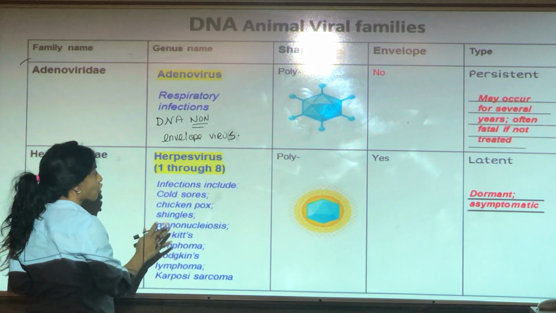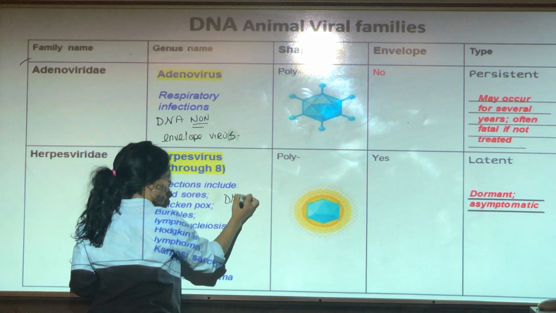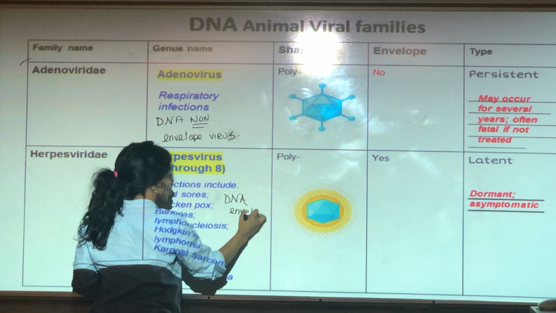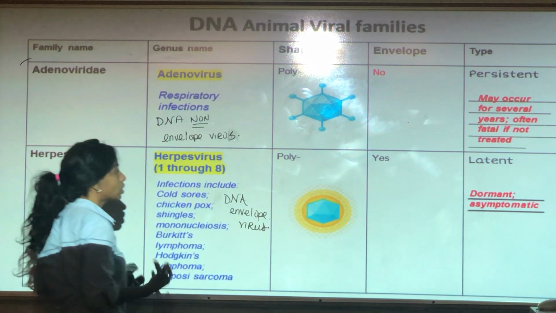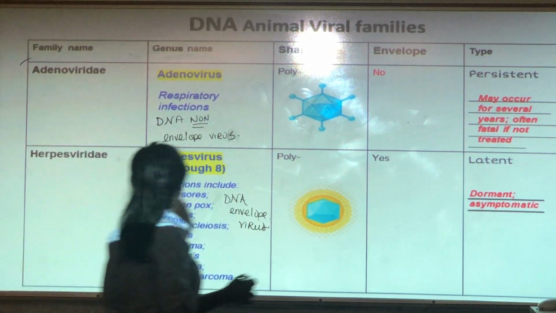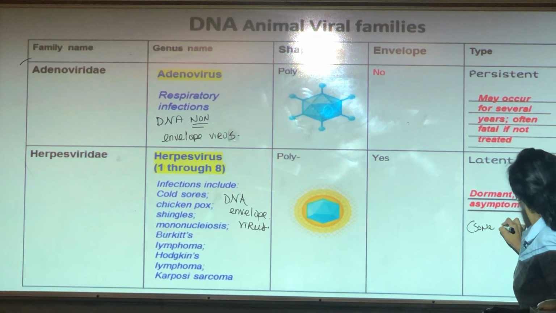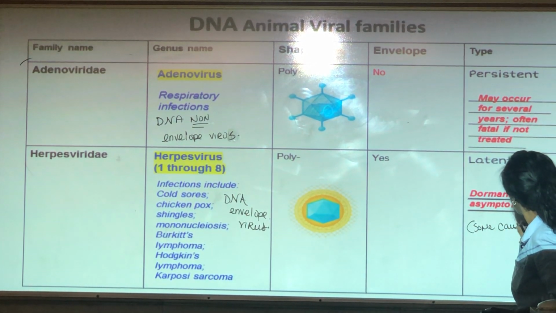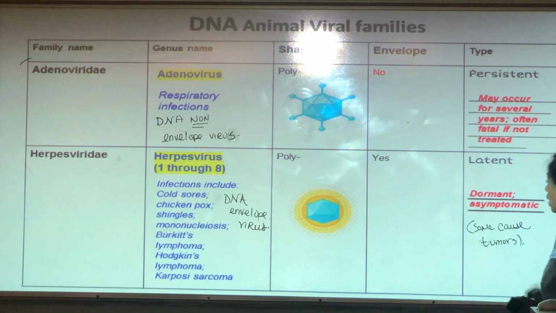Right, but something like our herpes virus, this has an envelope. So how do we call it? This will be a DNA envelope virus. Right, so these are all DNA viruses, and remember that I said the herpes virus, we'll just add in here, some cause cancer or tumors. All right, so we'll add that.